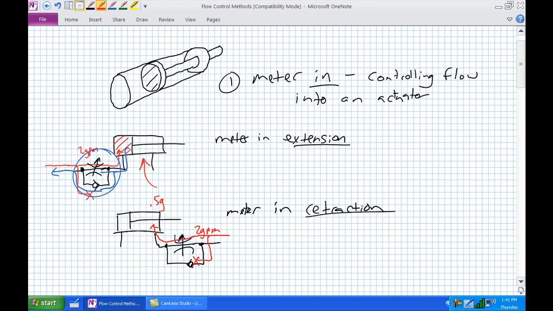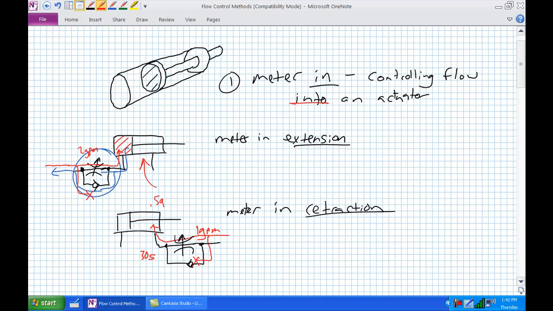This has a volume of half a gallon. How long does it take to retract? 15 seconds, or a quarter of a minute. Okay, so we have controlled the speed at which it retracts. Let's say we want it to retract slower. Change that flow rate to 1 gallon per minute. By adjusting the needle, it takes 30 seconds to retract. We are controlling the flow into the actuator. Okay, so that is meter in extension and retraction.